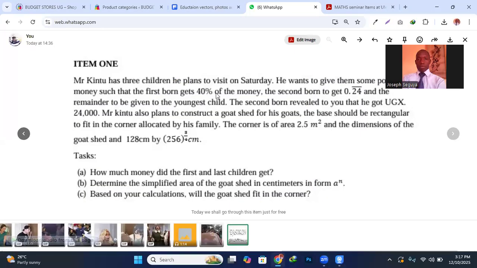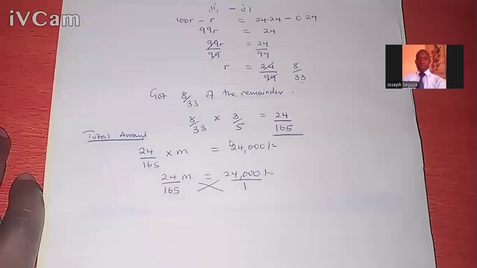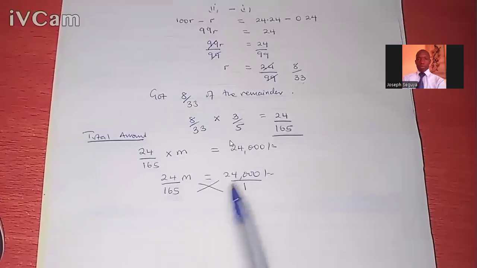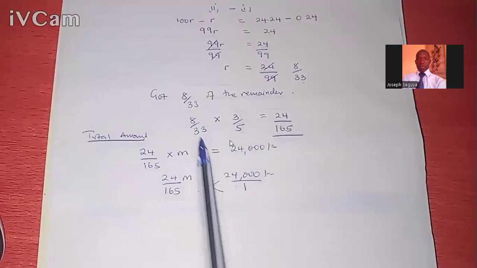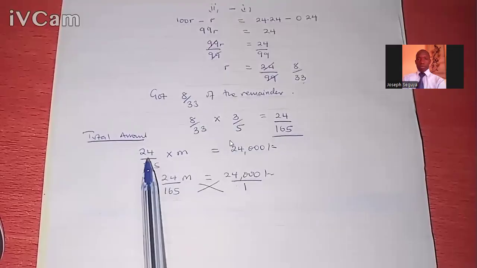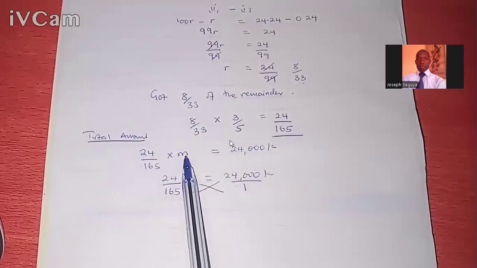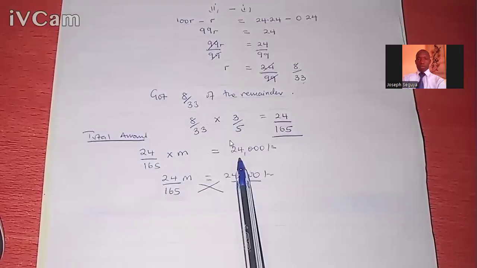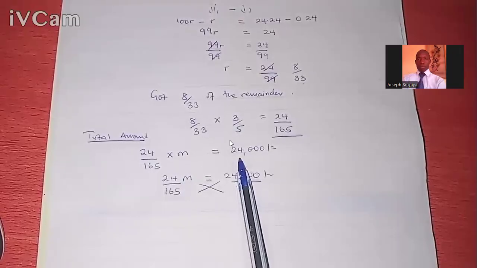24,000. I don't know whether you are reading this third sentence here or the third line. The second born revealed to you that he got 24,000. So therefore, if that's what he got, then we use that, since we want this fraction here, which is 24 over 165. So 24 over 165 times the total amount of money gives us what the second born got.